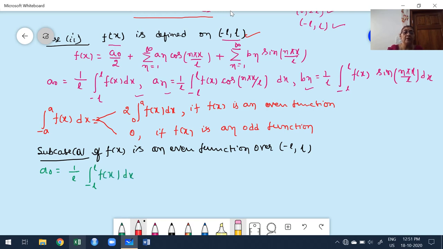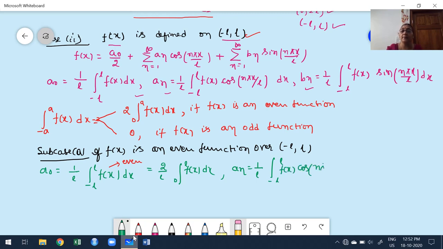But the function is an even function. From the definite integral property, for an even function, the integral from minus a to a, similarly minus L to L, can be written as twice the integral from 0 to L, so we get 2 by L, integral from 0 to L of f of x with respect to x. And also, I have to find an. What is my an? It is 1 by L, integral from minus L to L of f of x cos of n pi x by L with respect to x.